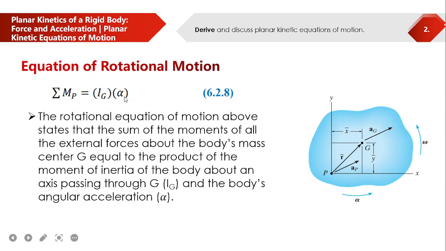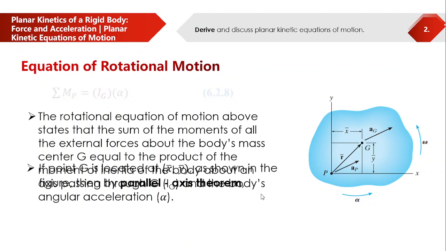So, it's simpler. Again, the sum of the moments of all the external forces about the body's mass center G is equal to the product of the moment of inertia of the body about an axis passing through G, or I sub G, and the body's angular acceleration. So that's how you compute the sum of the moments of all the external forces about the body's mass center G.